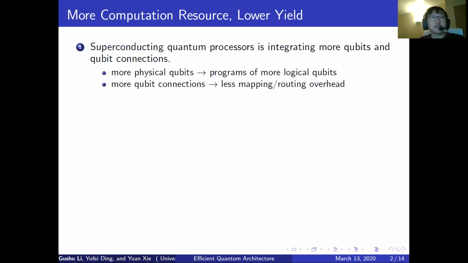The reason is that if a quantum processor has more physical qubits, then it could run a program of a larger size with more logical qubits. More qubit connections on a superconducting processor can directly support more 2-qubit gates on more physical qubit pairs, making it easier to route logic qubits among the physical qubits, and thus reduce overhead in qubit mapping.